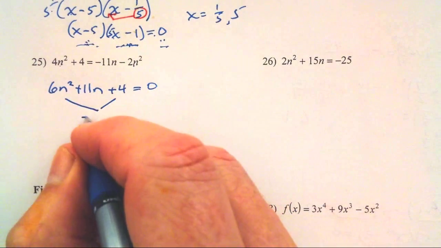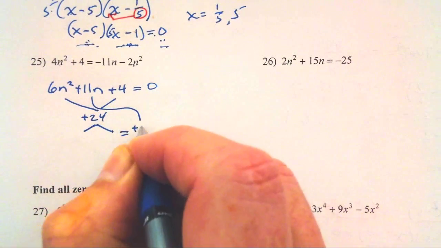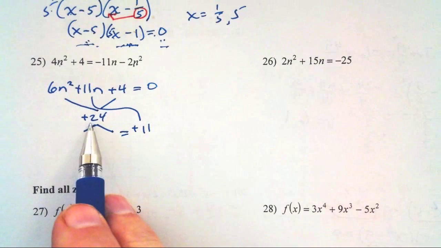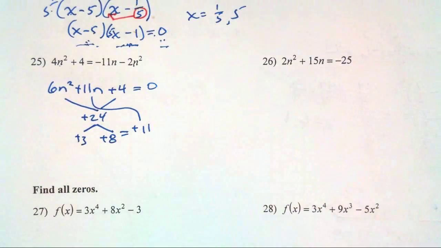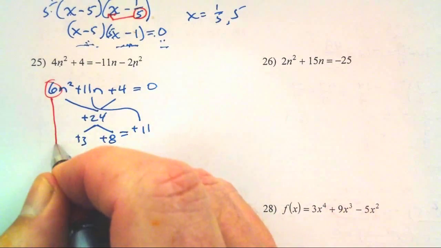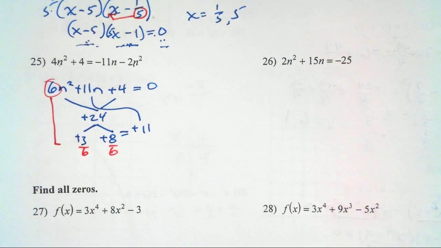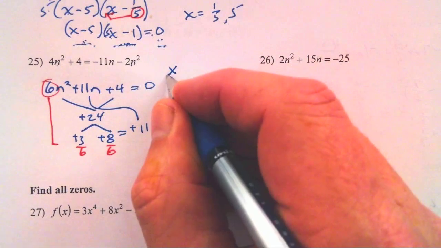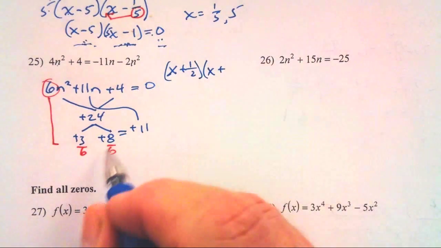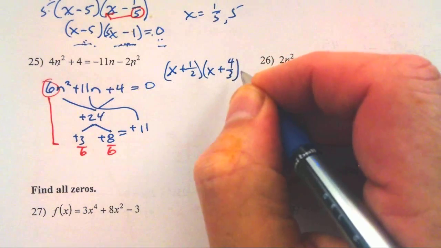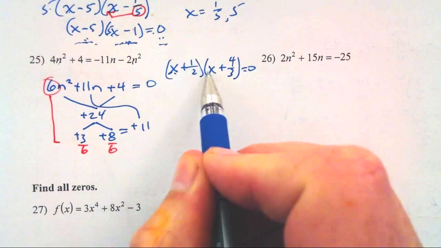I need two numbers that multiply to be positive 24 and add up to be positive 11. 1 and 24 don't. 2 and 12 don't, 3 and 8 do. Positive 3, positive 8. So I put those on 6. And I put those reduced results, x plus 1/2 and x plus 4/3 equals 0, or I check x times x squared.